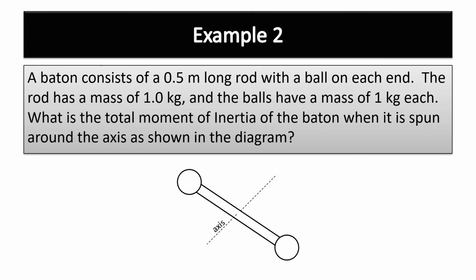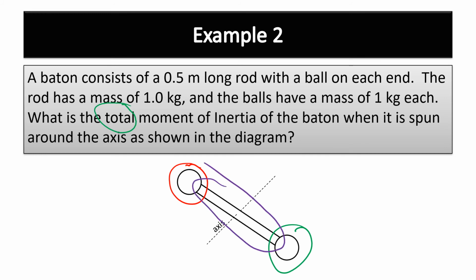Let's read the whole problem first. So it says the rod has a mass of 1 kilogram and the balls have a mass of 1 kilogram each. What is the total moment of inertia of the baton when it's spun around the axis as shown in the diagram? If you want, pause it and try it. If you want, I'll give you a hint. It says total, right? So the game plan is find the moment of inertia of this ball, find the moment of inertia of this ball separately, find the moment of inertia of the rod, and then add all of those moments together. So let's do that.